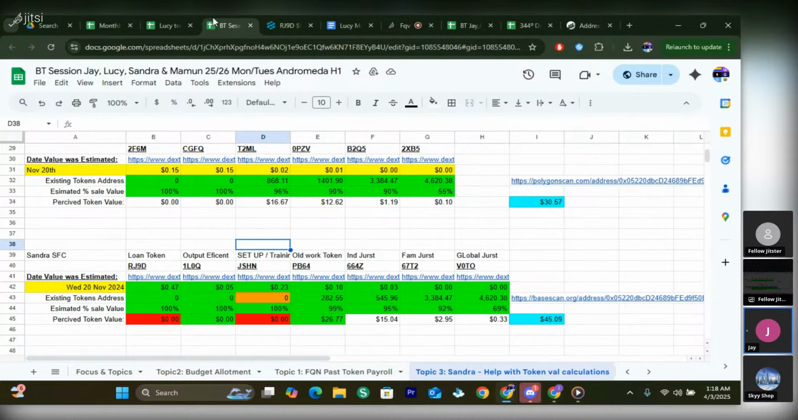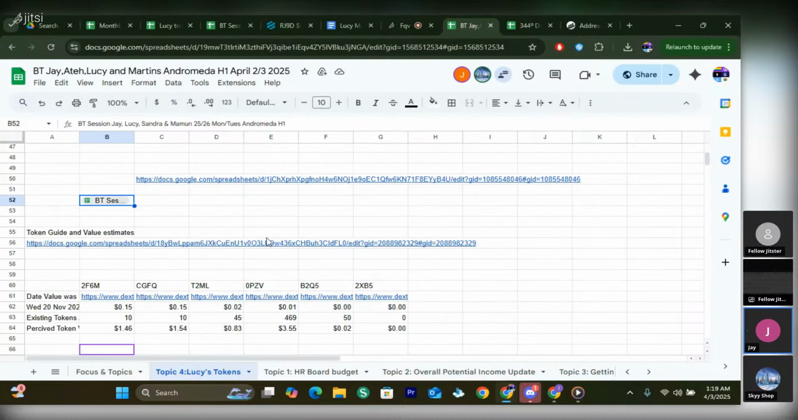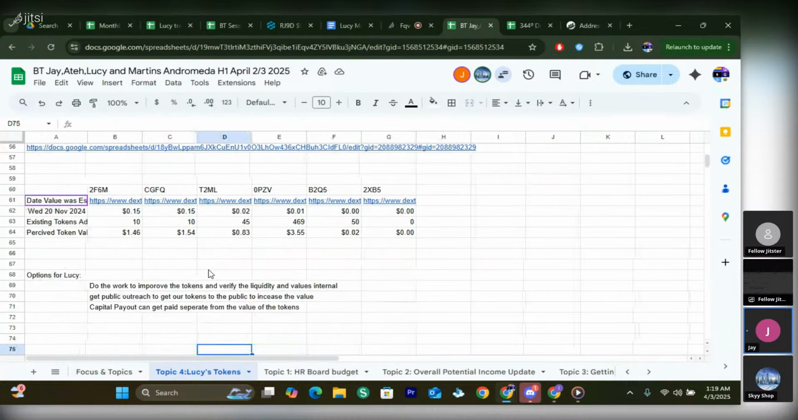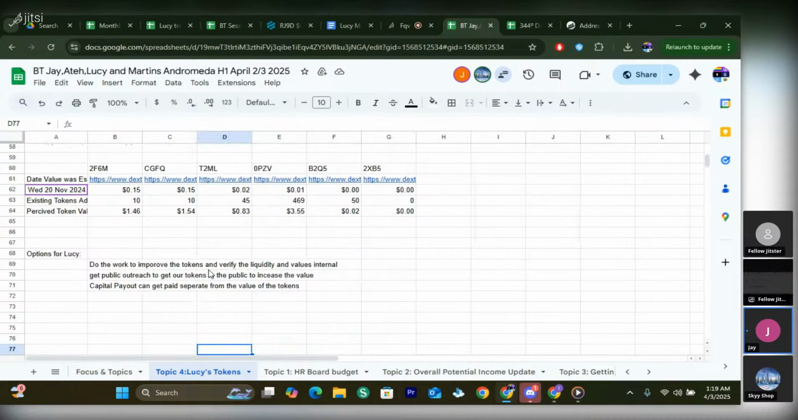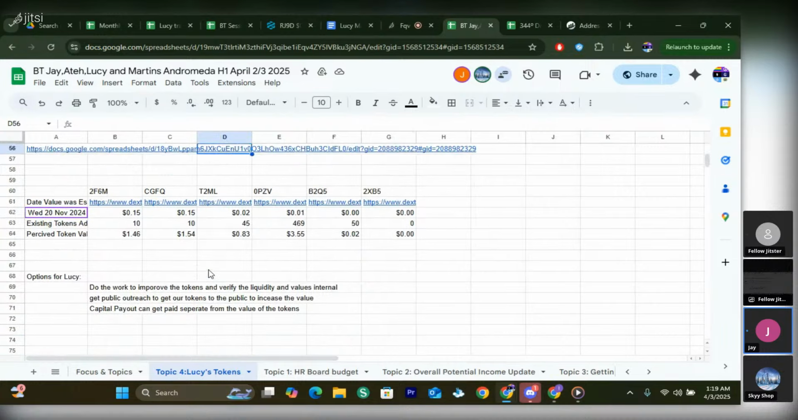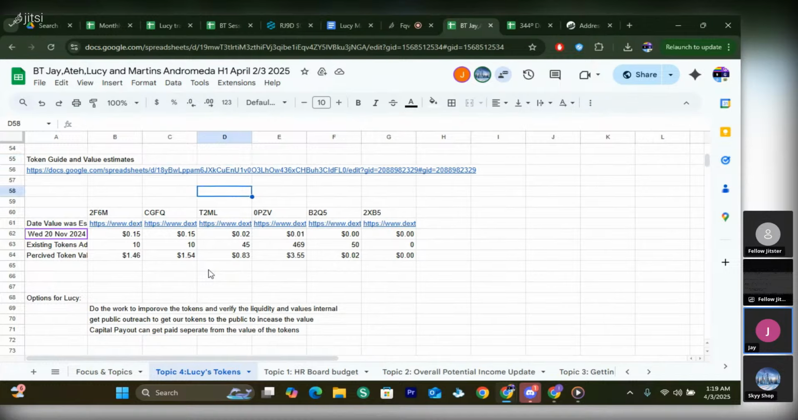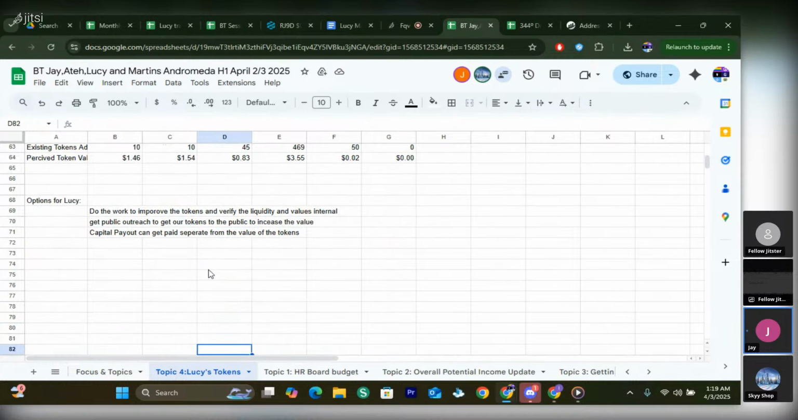But the point is that we have all the correct links and they're on line 61. Line 61 has all the correct links. And again, this is the estimated value from November 2024, which is simply not applicable to April 2025. So if we're going to update this for April 2025, it's obviously going to look very different.